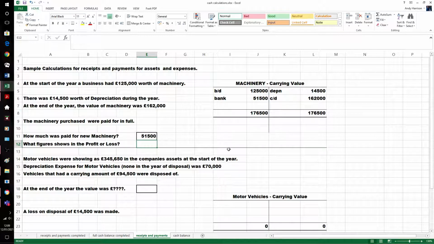In the payment. Which figure is showing the profit and loss? So the 51,500 has come out of the bank, but it's a depreciation in our profit or loss account. So the difference between the two would be the 51,500 minus the 14,500, though we normally show them on separate rows.